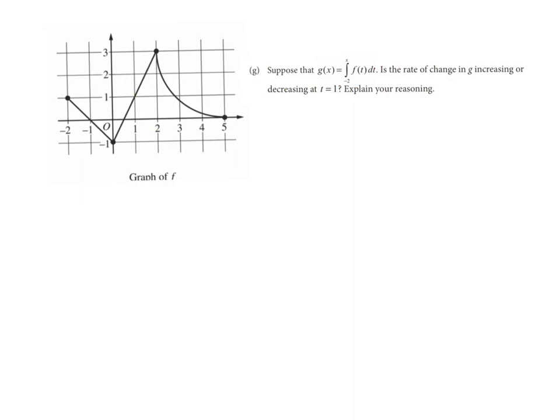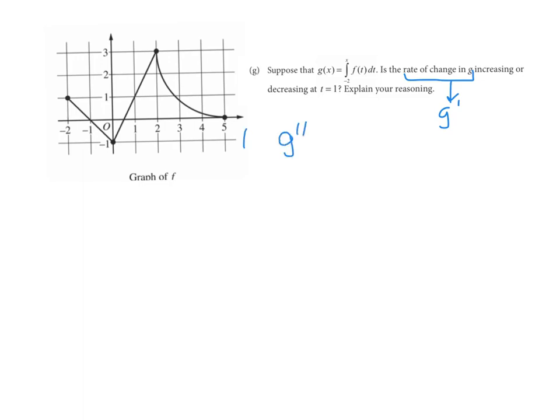So for part G, this question is very tricky. You have to really read it carefully. They give you what G is, and they ask you, is the rate of change of G increasing or decreasing at t equals 1? So the rate of change of G is G prime. What a lot of people like to do is they just look to see if G prime is positive or negative. That actually is not quite right. To figure out if G prime is increasing or decreasing, you are going to look at the sign of G double prime.